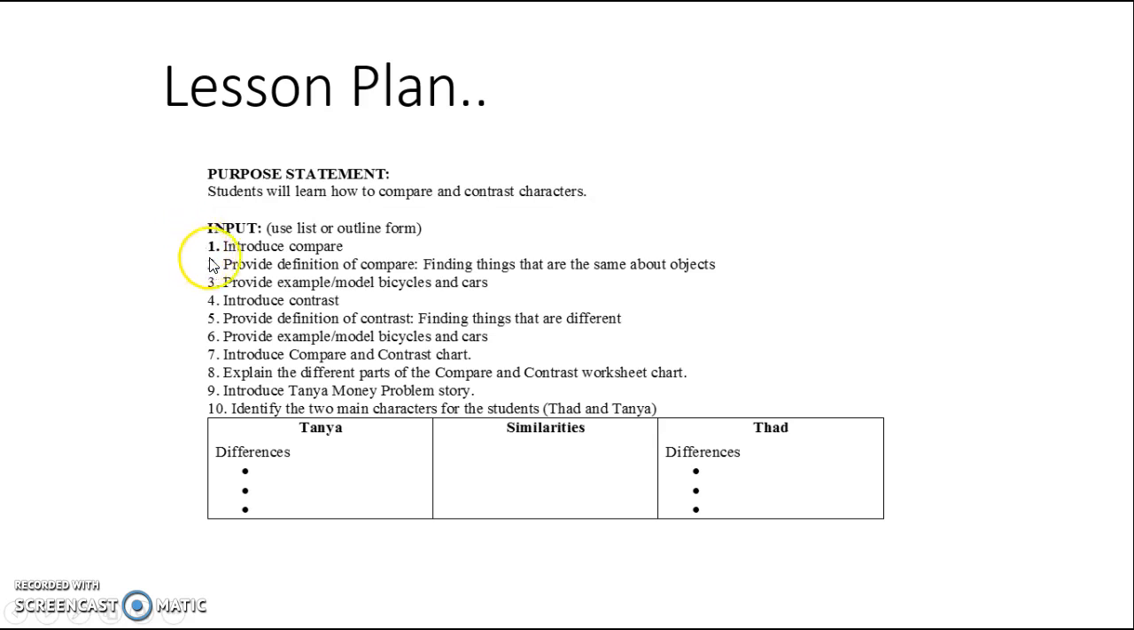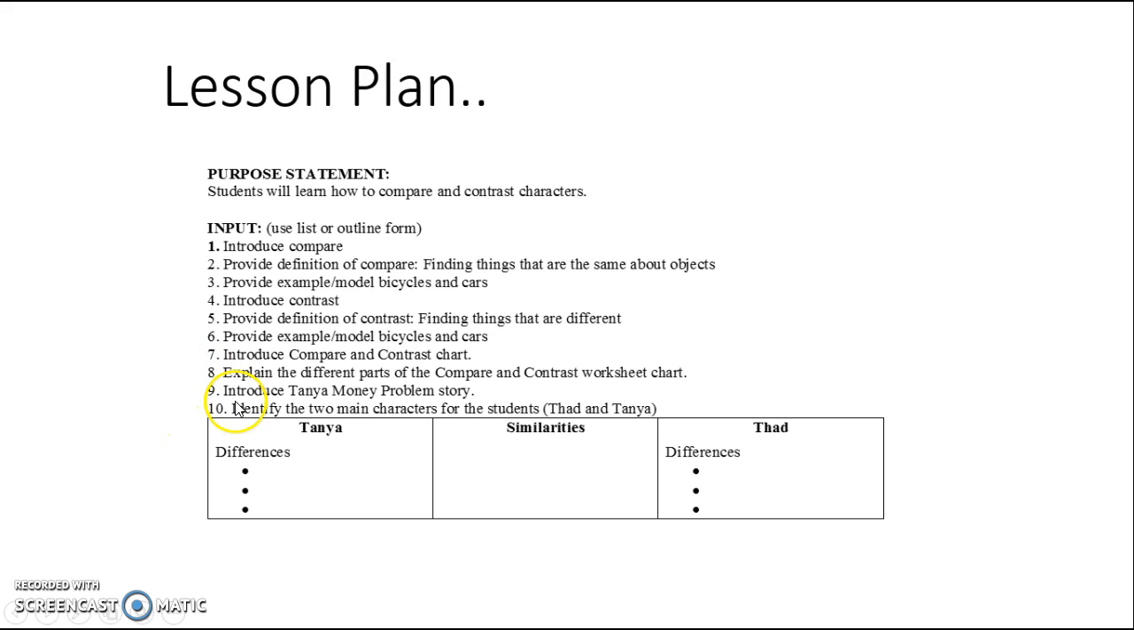Then for the input, we have introduce compare, provide definition of compare, finding things that are the same about objects, and then we will provide an example and model the differences and the things that are the same between bicycles and cars. And then we introduce contrast, provide the definition, and then we will model the differences between bikes and cars. And then we will introduce the compare and contrast chart, explain the different parts of the compare and contrast worksheet chart that they'll be given.